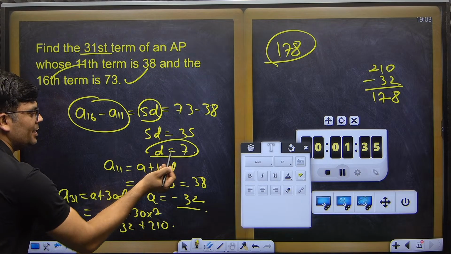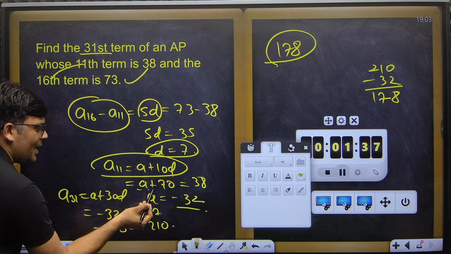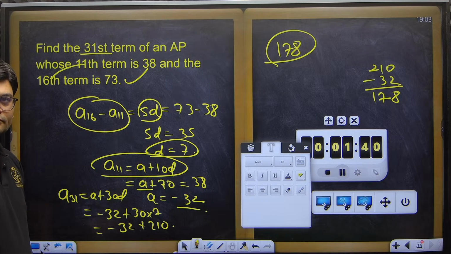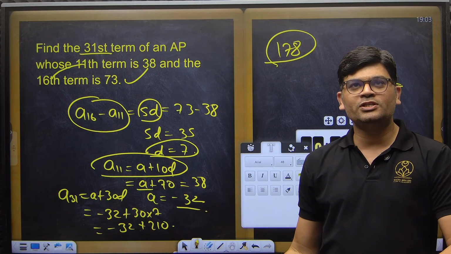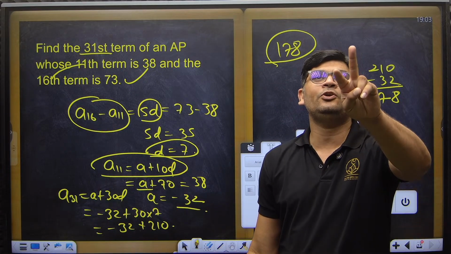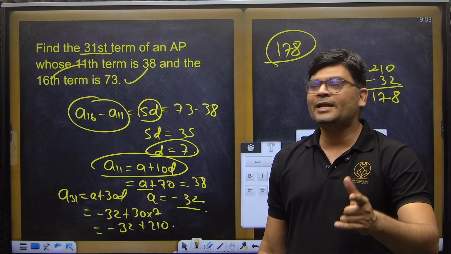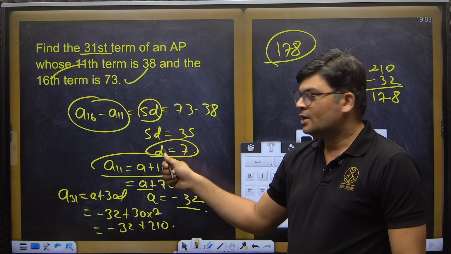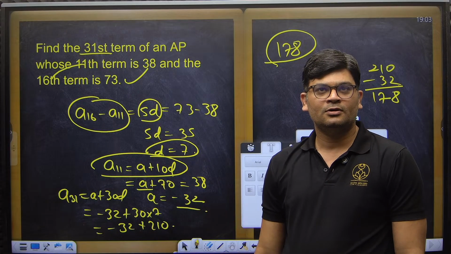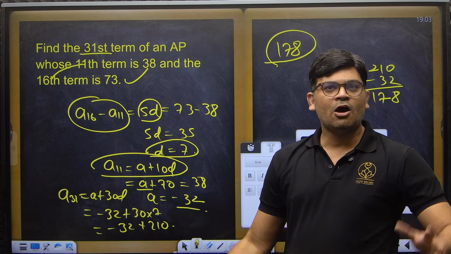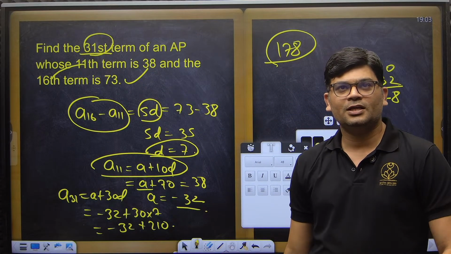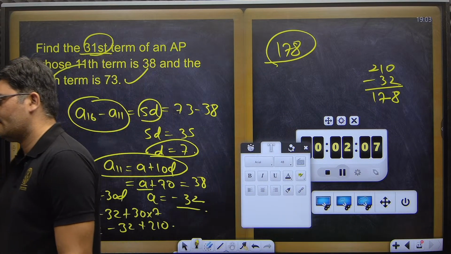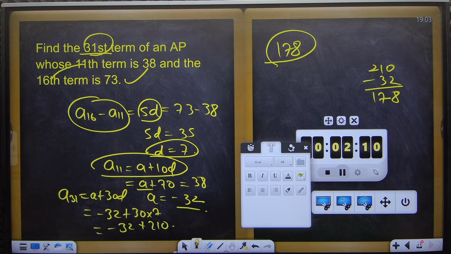So you replace D in this equation to get A. You need to have two things, A and D. This is not a question of linear equation in one variable. This is a question of linear equation in two variables. You need to find D using this one equation, and then you get A using the second equation. Now you have A and D. You substitute in the third equation to find the 31st term. Understood? Is that clear to everyone?